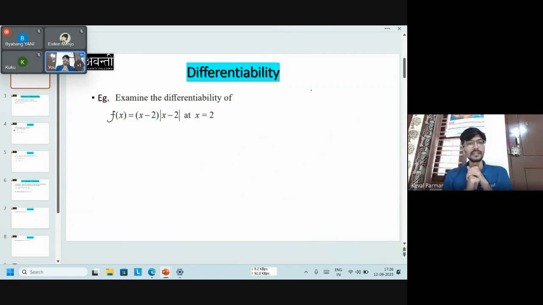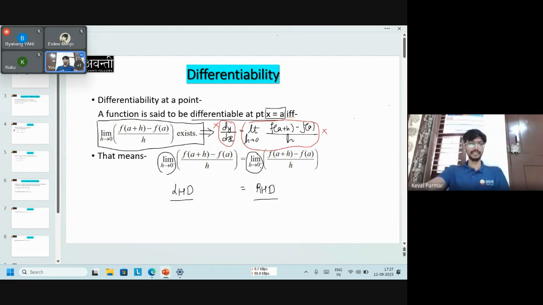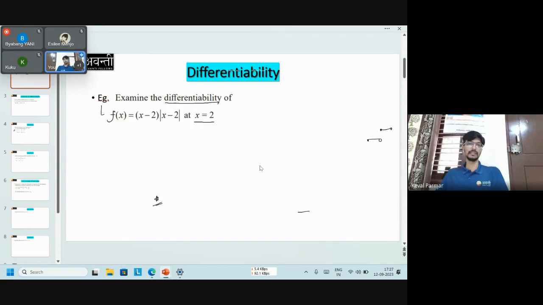As you can see here, we have a function f of x, and we have to examine the differentiability at x equal to 2. Very simple question. We just have to find the left hand derivative and the right hand derivative. And if both the values are the same, then we say the function is differentiable. So let us calculate the left hand and the right hand derivative.